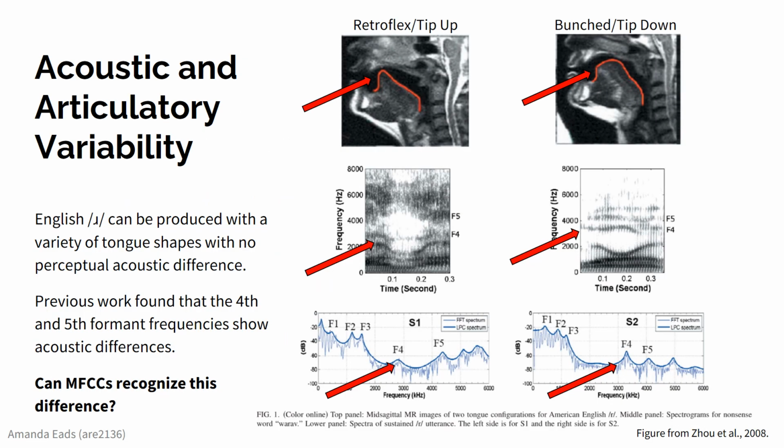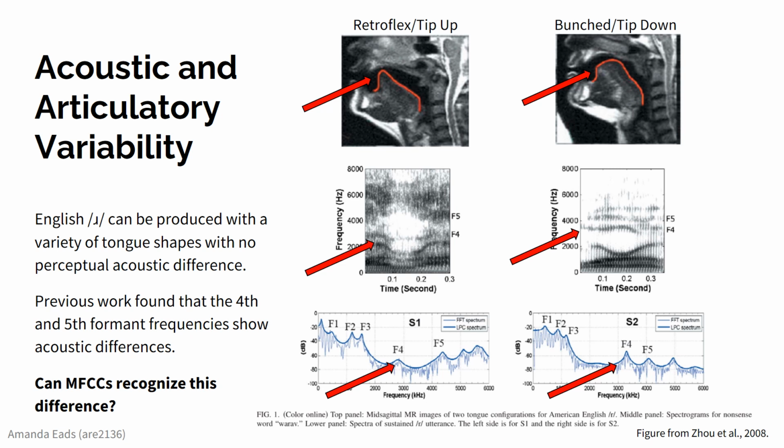To give you a little more insight about English R, there is acoustic and articulatory variability. There are several tongue shapes that can be used to produce a perceptually accurate English R. If you look at those top two pictures, the left is what we would call a tip-up retroflex shape, whereas the top right is a bunched or tip-down shape. The tongue tip is curled over. These are not perceptually different.